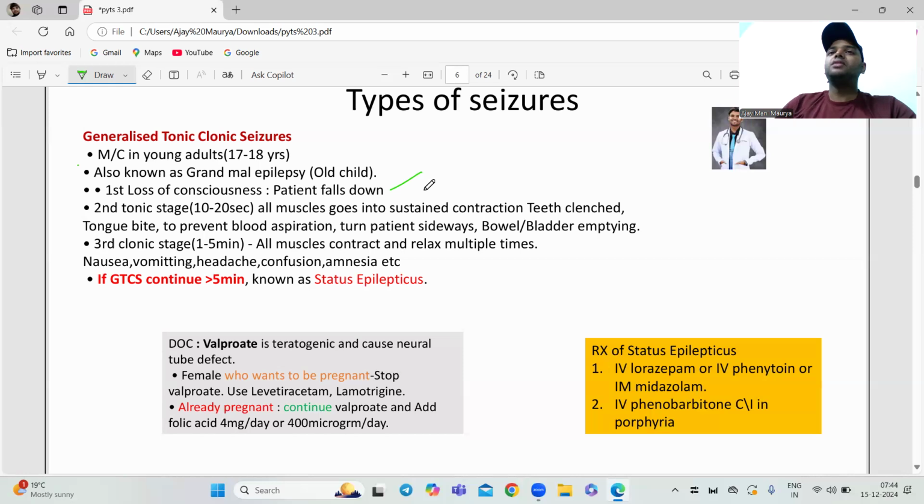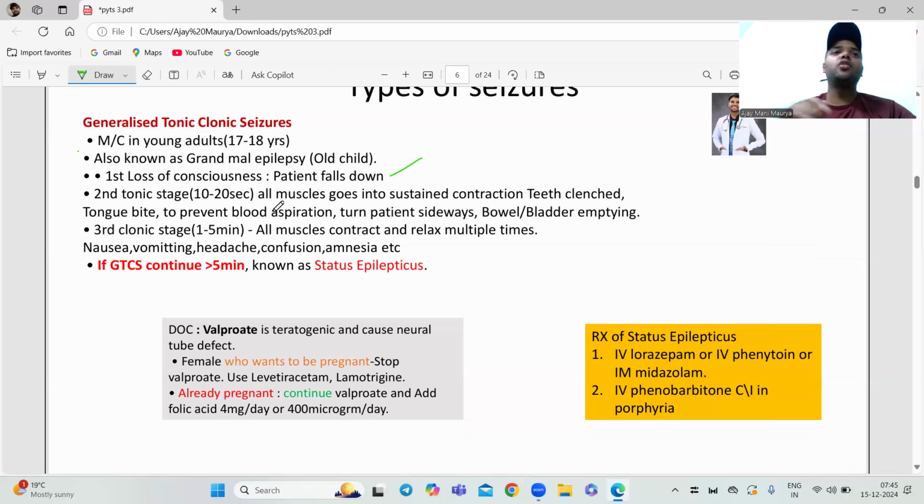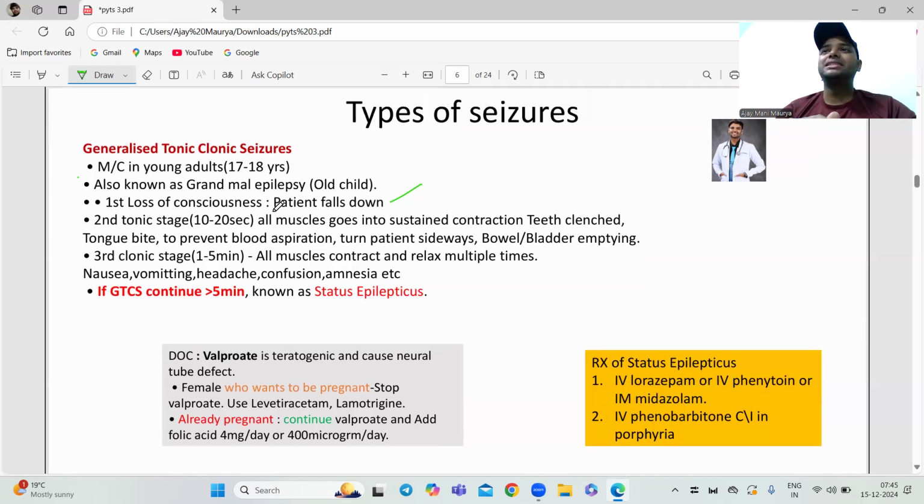So guys, to prevent aspiration, you have to turn the patient always to the left side. See here, guys, the third stage is the clonic stage. All muscles contract and relax multiple times. There may be nausea, vomiting, headache, confusion, amnesia. So guys, please remember the GTCS.